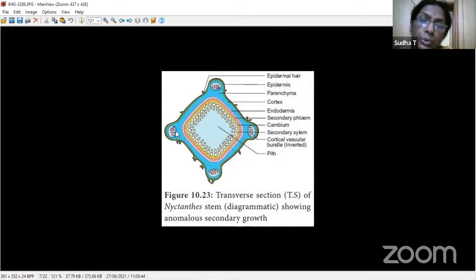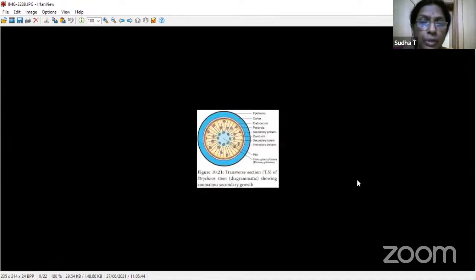But at the angles of the stem we observe, in the cortex region, vascular bundles where the xylem strands are inverted, a different kind of arrangement, and the secondary growth also occurs in these 4 vascular bundles in a limited manner. So the unusual presence of vascular bundles in the cortex region makes the anatomical features of Nyctanthus very unique.